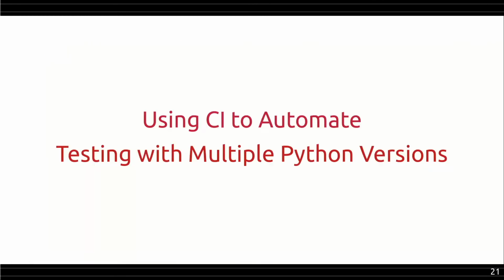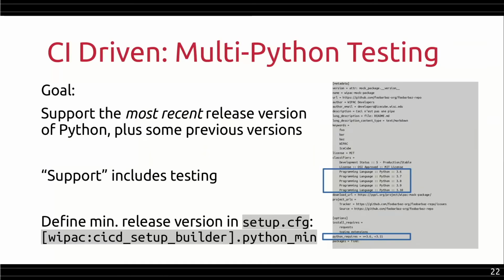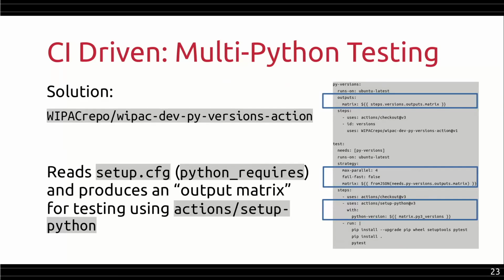So now let's talk about using CI to automate testing with multiple Python versions. The idea here is we can't say we support multiple versions of Python if we don't test with multiple versions of Python. We want to support the most recent release version of Python. Right now, that's 3.10, plus some previous versions. So for that, we can define an attribute in our setup config file called Python min, and along with a tool that I created called the Webpack dev py versions action, it will read these supported Python versions. It'll create a GitHub output matrix, which can spawn jobs for each individual Python version. So now we can run our tests with each version side by side.